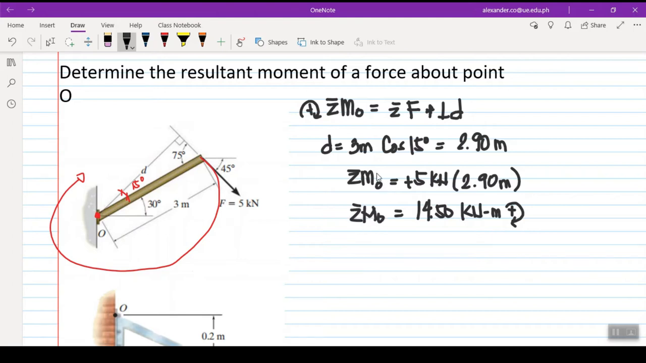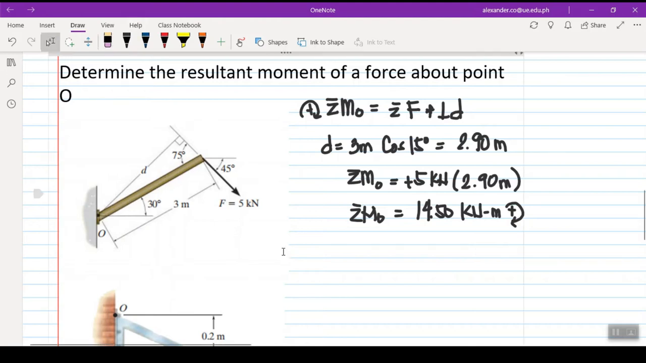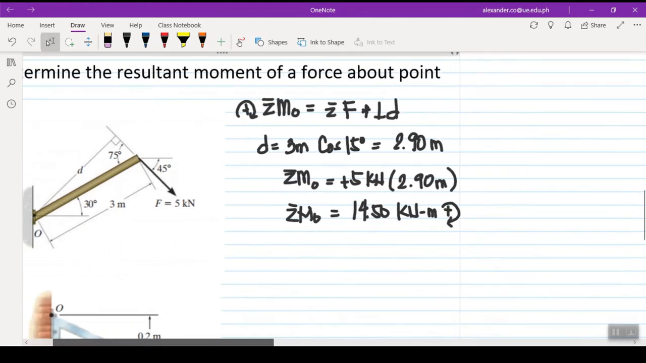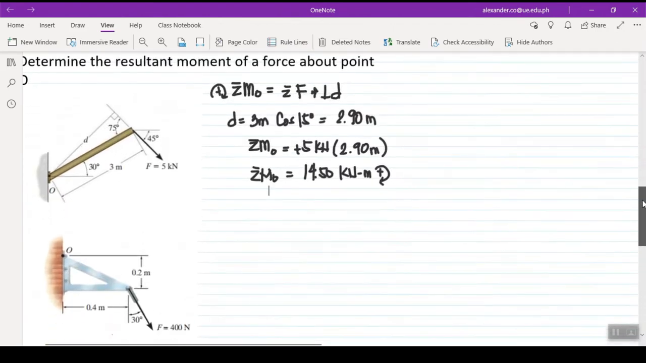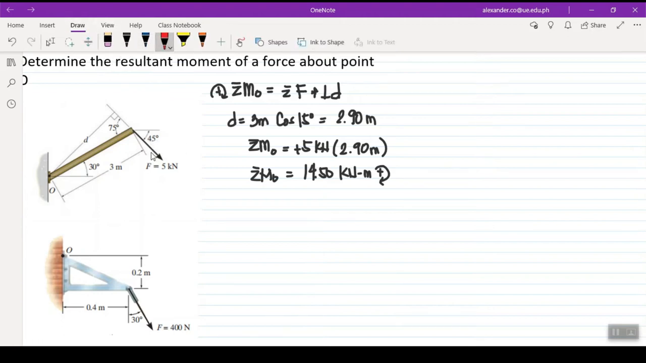I will show you more than one way to solve this problem. So, ito yung parang unang way to solve that problem. Okay? Meron pang isa. Paano? Parang method 1 yung tinuro ko kanina. Yung Varignon's theorem, pwede natin siyang gamitin. Itong force na yan, can be equivalent to a component na Fy, di ba? And this is component F of X.